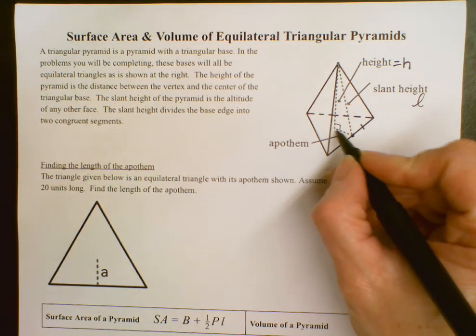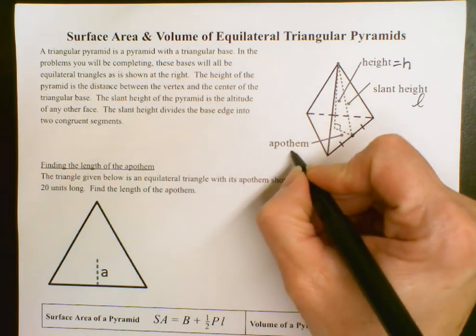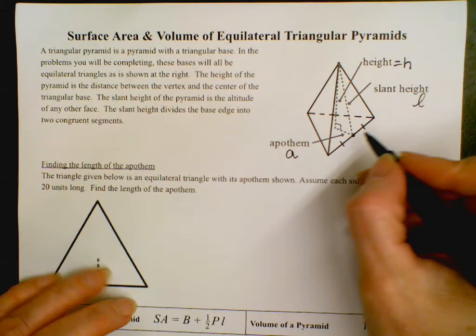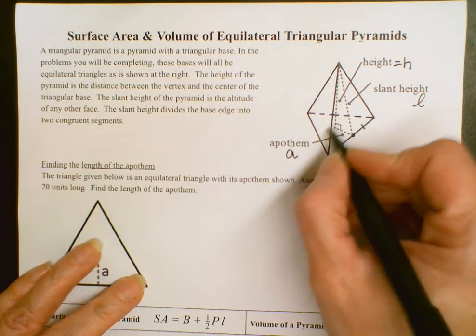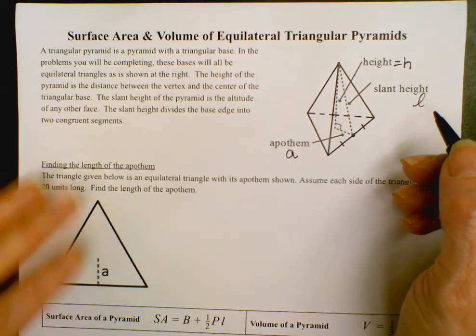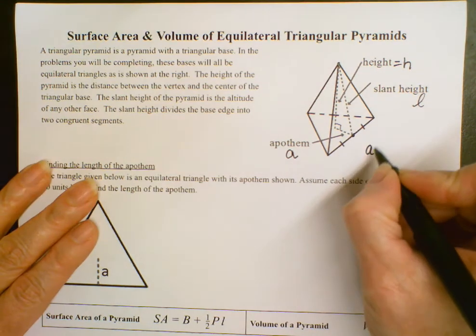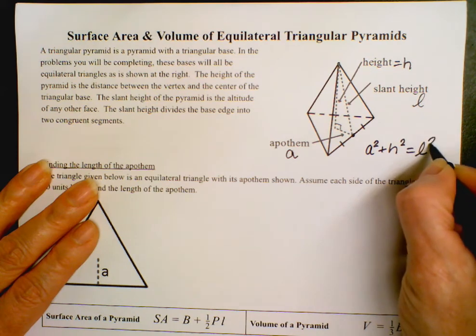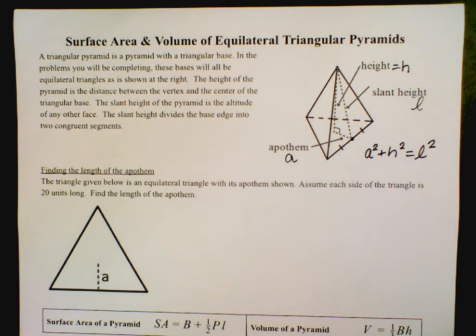And then the apothem completes that right triangle from the center of the base out to the midpoint of the side. The apothem, you might recall, is indicated by a lowercase a. Now, as we've stated previously, this right triangle means that the Pythagorean theorem could be involved. A squared plus h squared equals L squared. What we're going to be doing in this video is talking a little bit about the apothem specifically, and then in the next video we'll talk about how to actually find the surface area and volume for the pyramid itself.